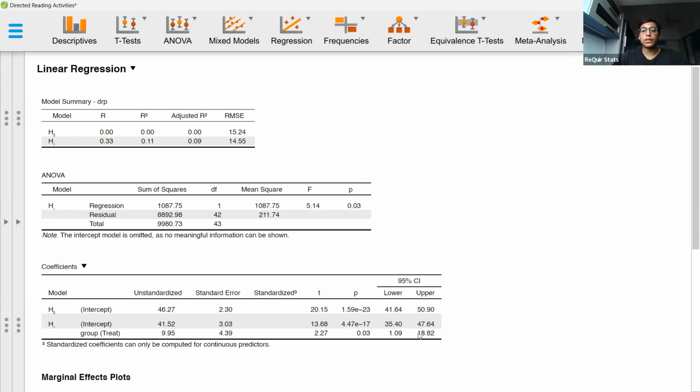And this confidence interval, of course, is the confidence interval for this coefficient. Okay. And this is a significant p-value. So this predictor variable is significant.